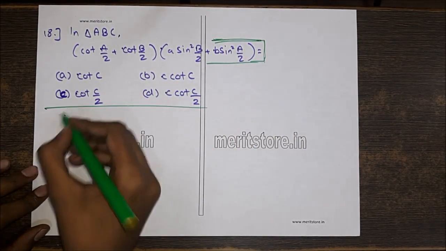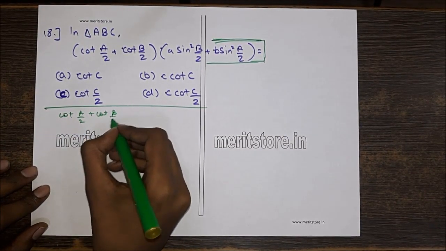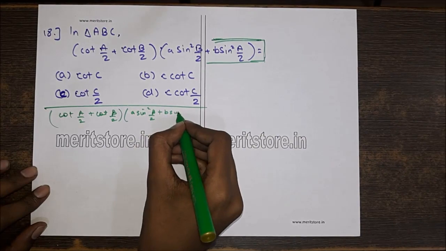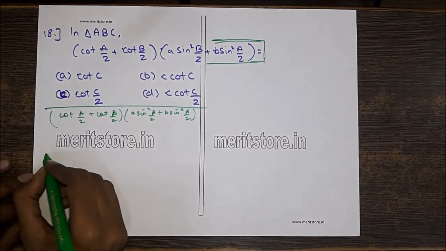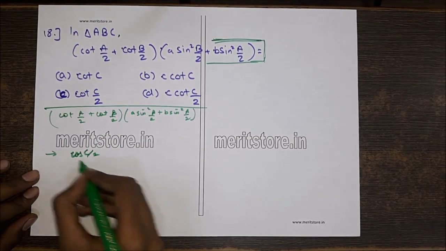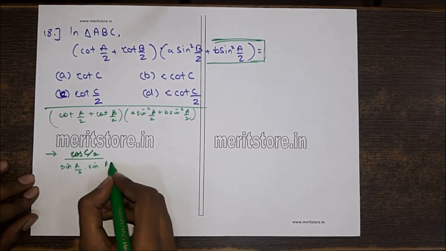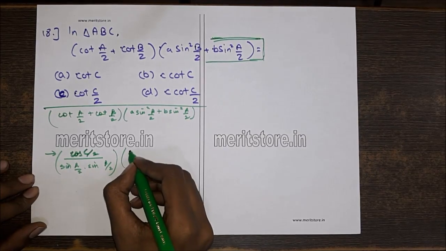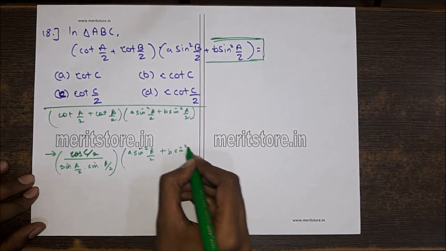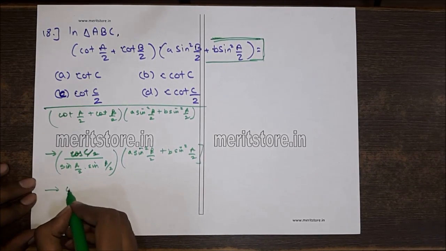So let us consider this expression, cot A by 2 plus cot B by 2 into a sin square B by 2 plus b sin square A by 2. This can be written as, this is simplified into, C by 2 cos C by 2 divided by sin A by 2 into sin B by 2. This term remains the same, a sin square B by 2 plus b sin square A by 2. So this is cos C by 2.